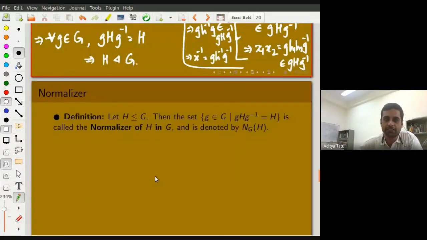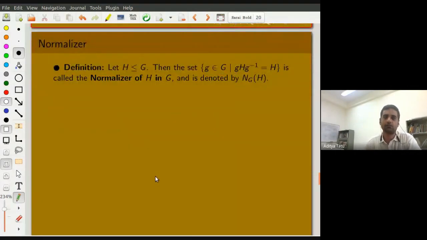Then I think we finish this class with one definition. So we have seen that for normal subgroups, it is important.